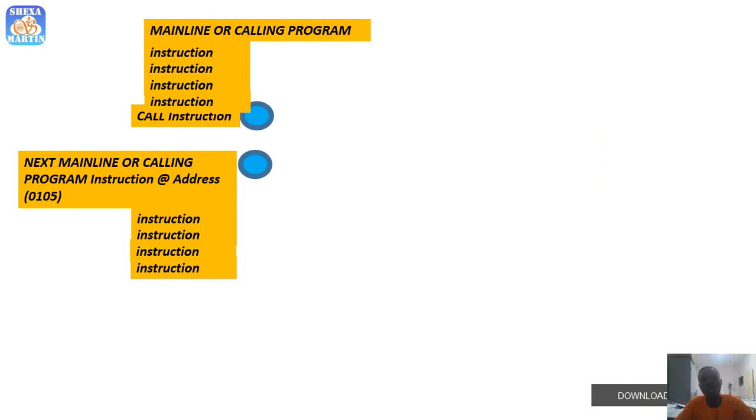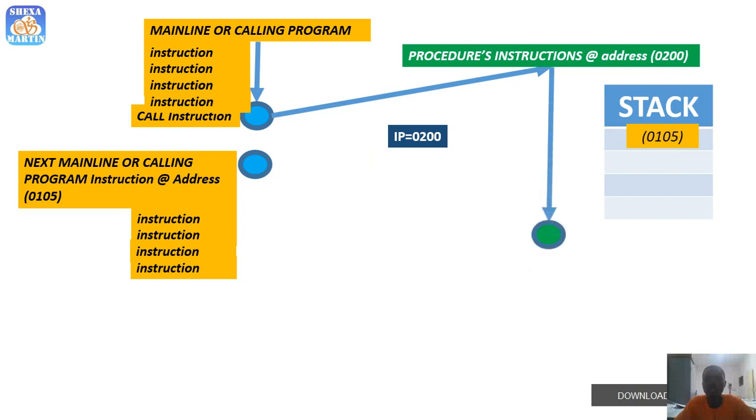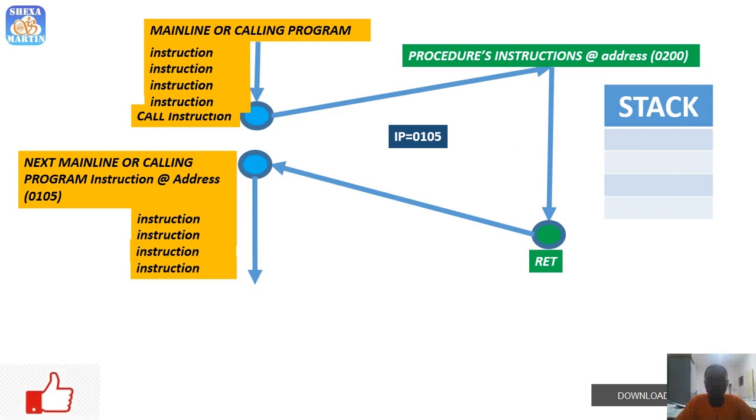So this is what happens. It runs, then IP is given the next instruction to be executed, which is in the called procedure, and then we execute it. When we execute return, the value is popped from the stack to IP.